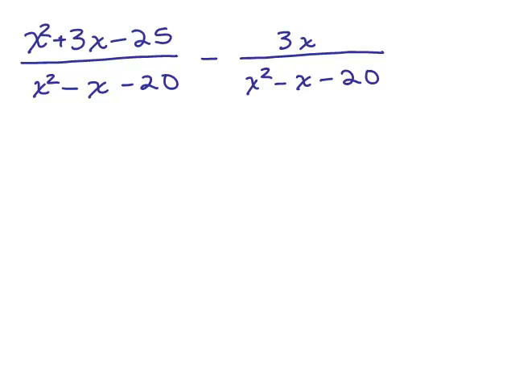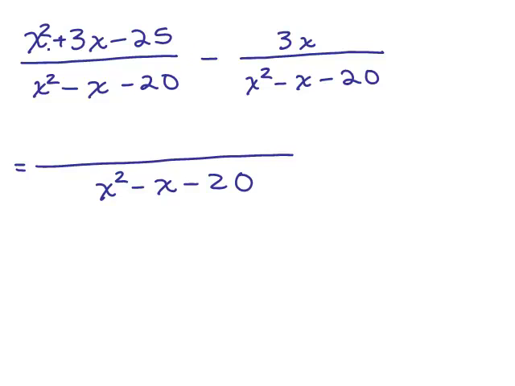Here's the next example. X squared plus 3x minus 25 all over x squared minus x minus 20, minus 3x all over x squared minus x minus 20. So again, this is a subtraction problem, and the denominator is the same. So we can write the denominator. You only write it once. Make sure you don't try to add the denominators. It doesn't work, or subtract them.